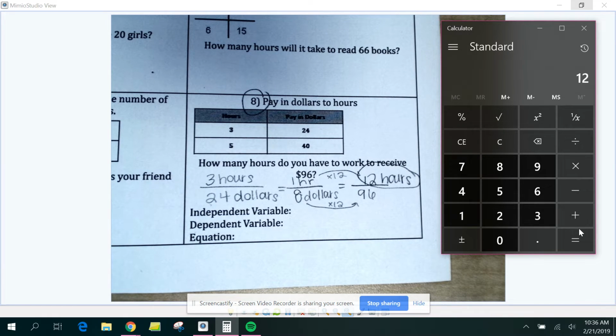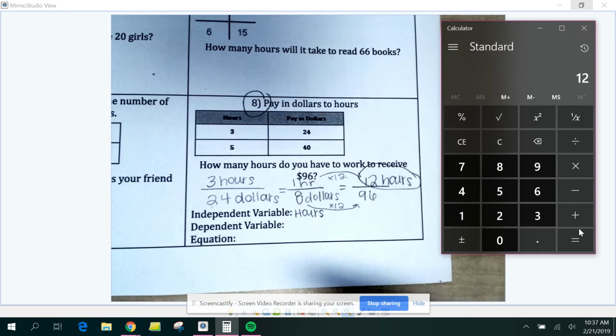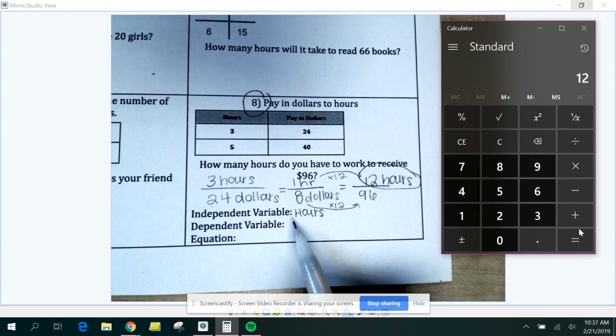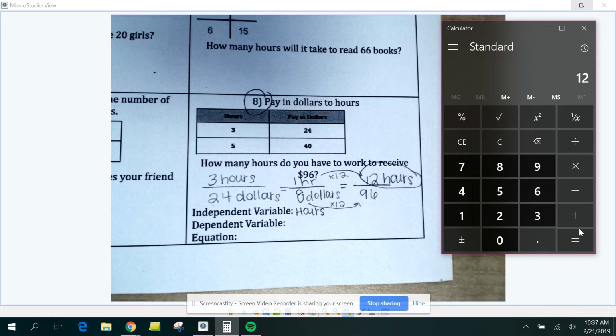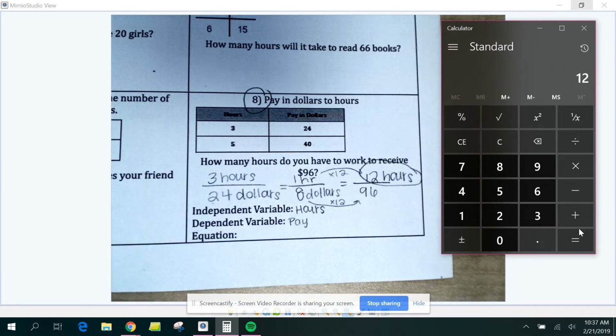Now, as a little refresher, it talks about independent and dependent variables and an equation. So independent variable, what's in charge here? Well, I have to know how many hours I'm going to work before I know how much I get paid. So independent variable would be hours. Dependent variable would then be my pay, because I can't go in and say, I'm going to earn $100 today, but I'm only going to work 2 hours. It doesn't work like that. We have to go in and say, I'm going to work for 8 hours. Let me figure out how much I would get paid after that.